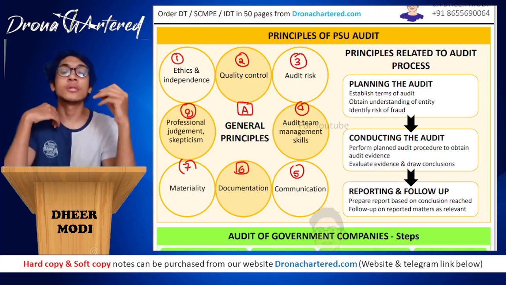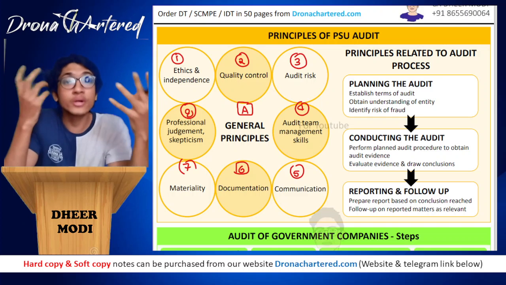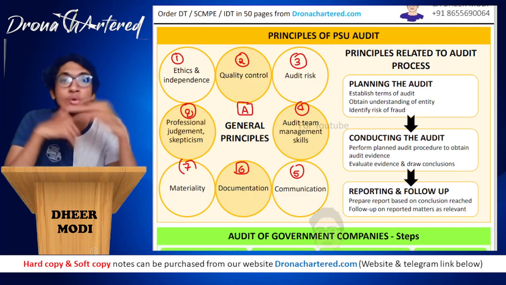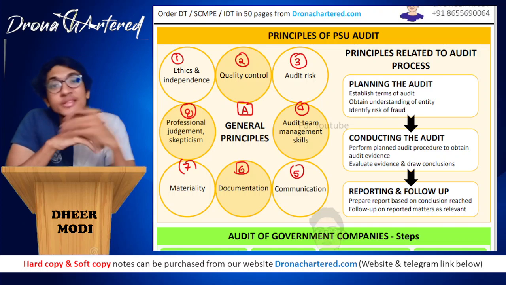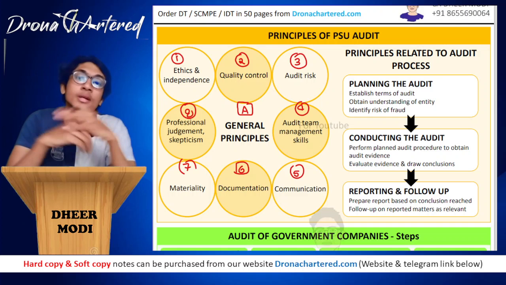Third is your audit risk. Audit risk means there might be a misstatement, or when an auditor gives a wrong opinion, an incorrect opinion. So either the financial statements are misstated, but he gave a true and fair view that everything is okay, nothing to worry about.